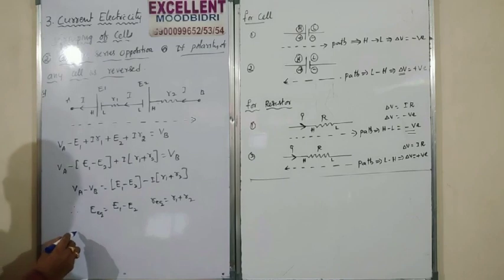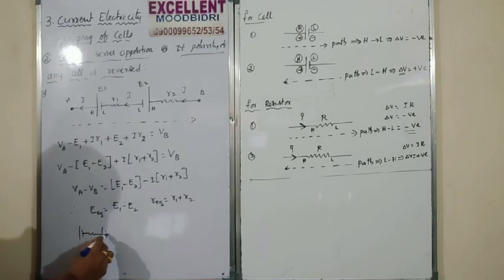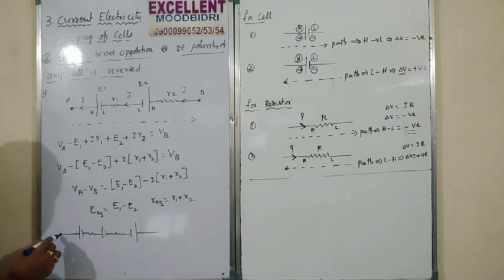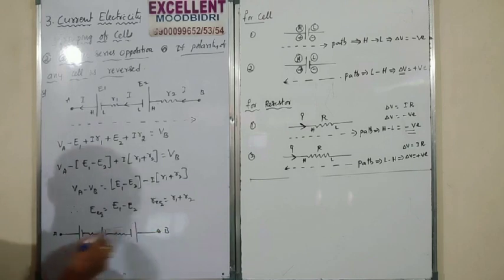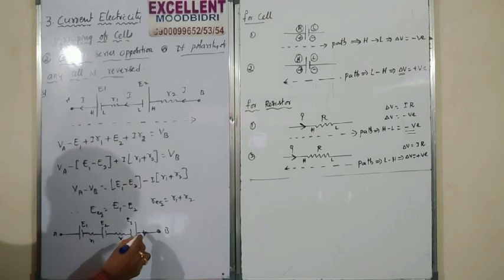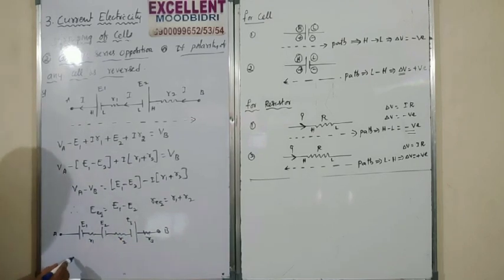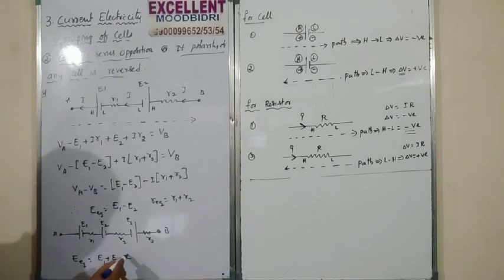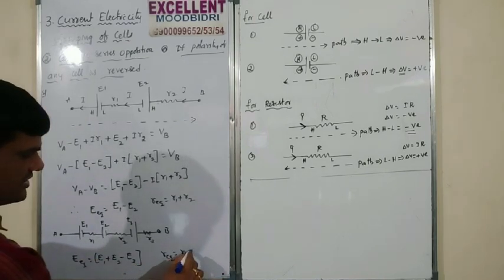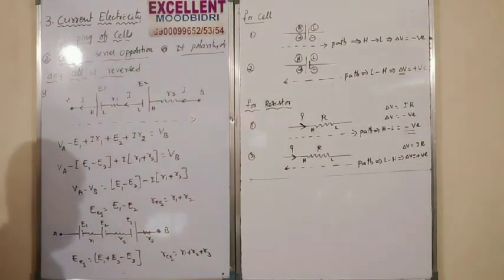For example, here how many cells are there? First cell, second cell, and third cell is the reversed. Third cell is the reverse. This is the A and this is the B. This is the E1, E2, this is the E3, and R1, R2, and here R3. Then E equivalent is equal to how much? Same direct formula: E1 plus E2 minus E3, right? This is the reverse, so minus will come. That's it. Next, R equivalent does not change: R1 plus R2 plus R3.